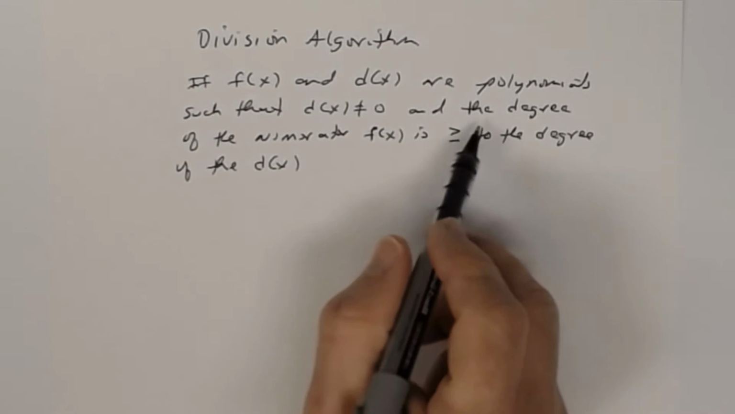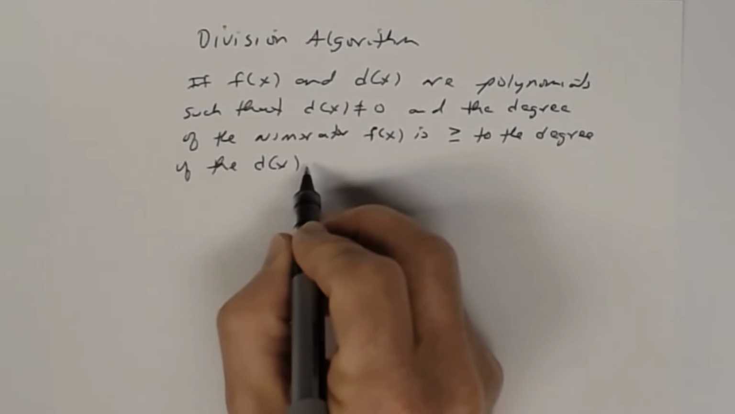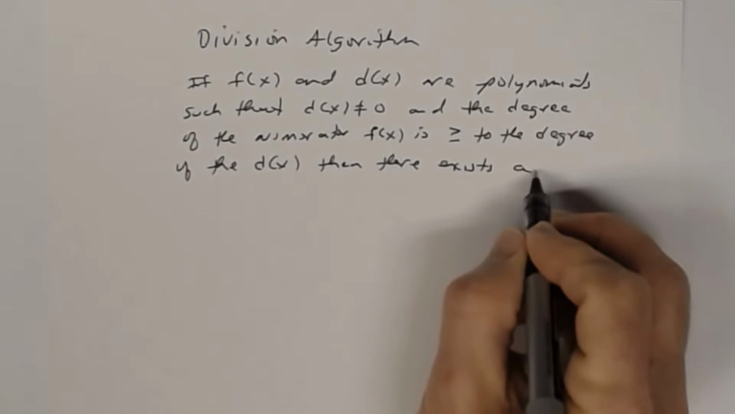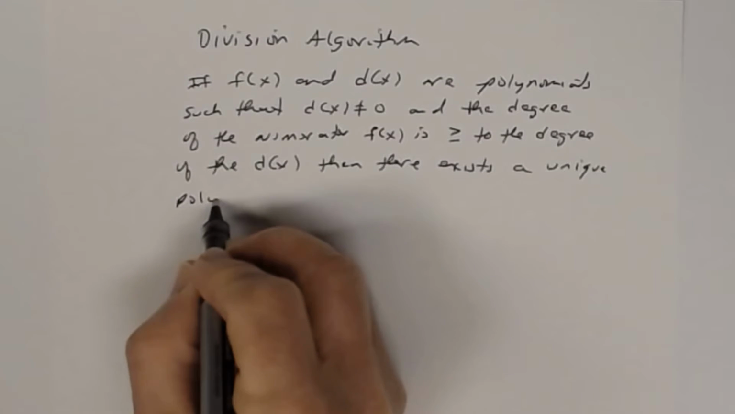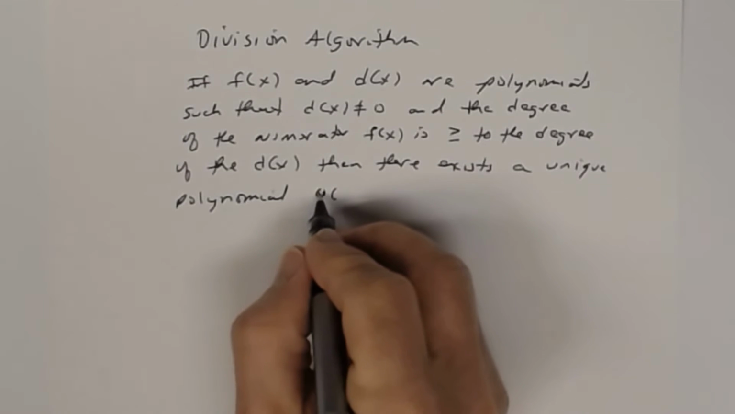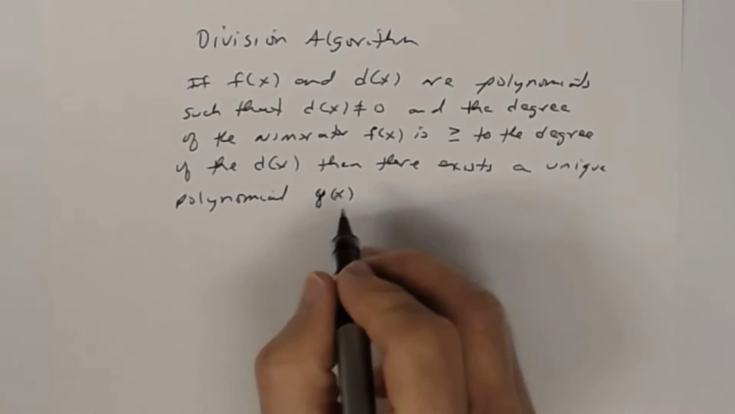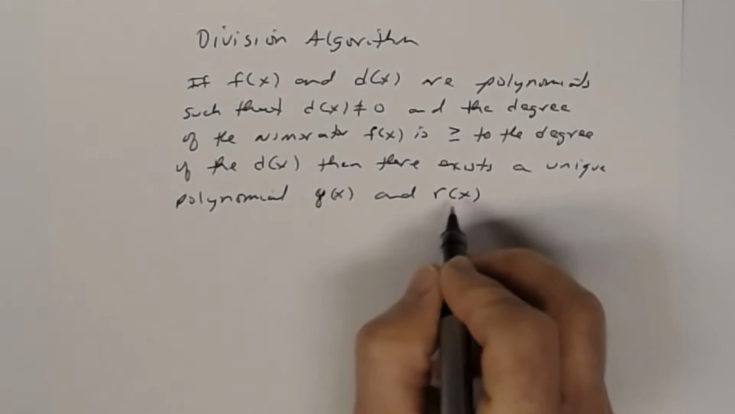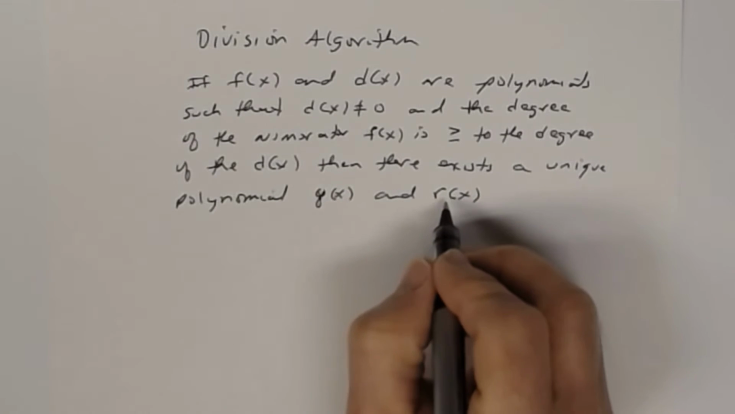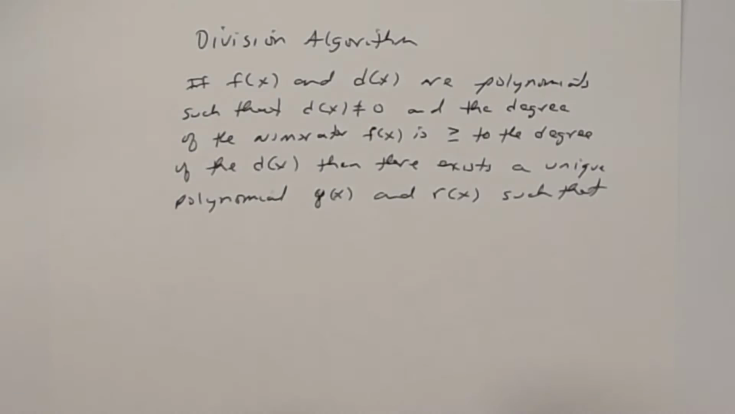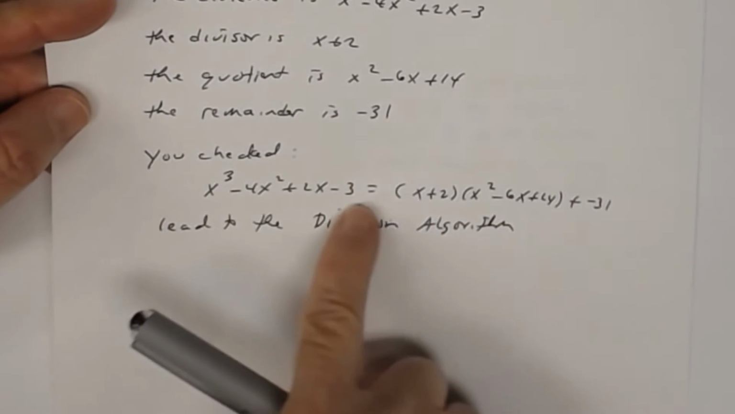All right, so if the degree of the numerator is greater than or equal to the degree of the denominator, then there exists a unique polynomial, and we're going to call this q of x, lowercase q, q for quotient, and a remainder, so let's call that r for remainder, so a polynomial r of x, such that something looks like this right here.